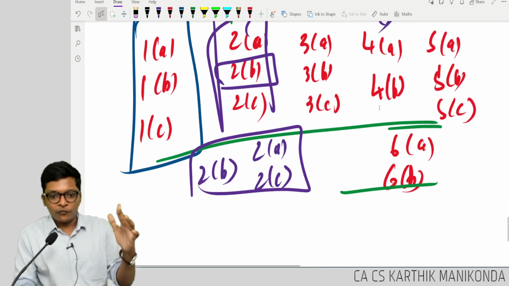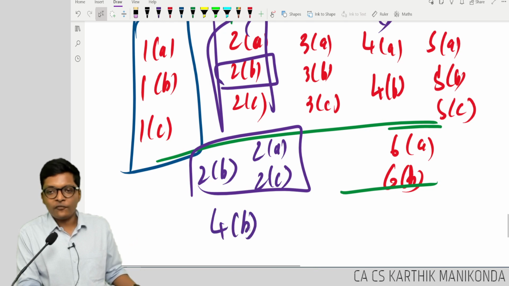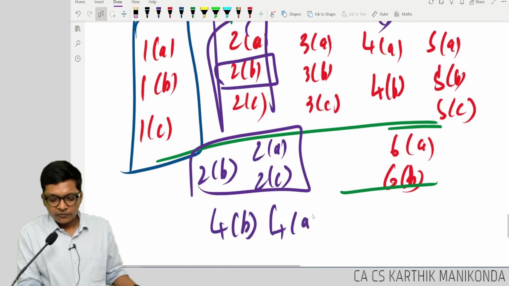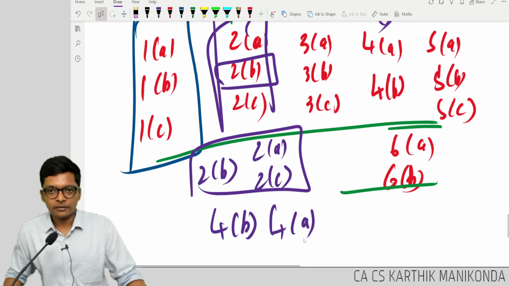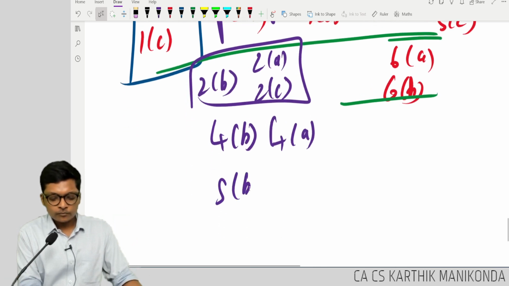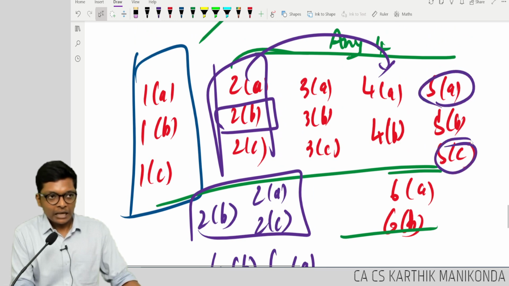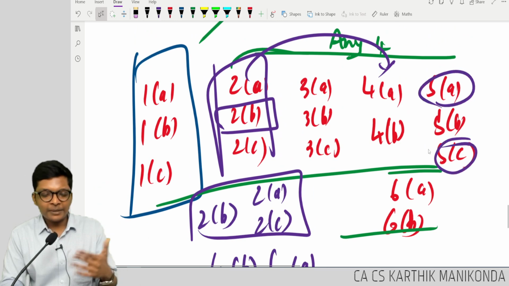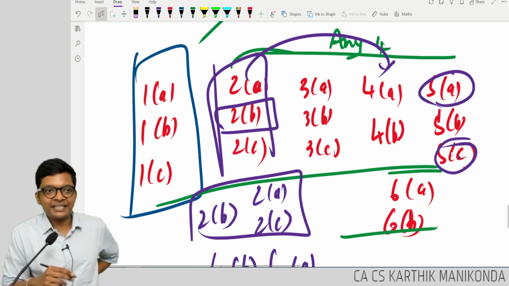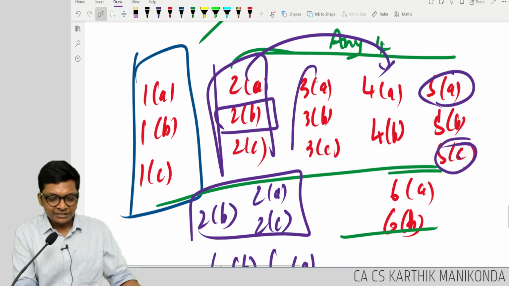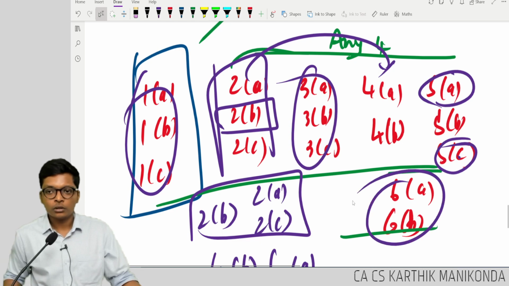In 4, I can do 4A, or I am writing 4B first, then I am writing 4A. Next, I am going to 5. In 5, I wrote 5B. What is the next question I will write? 5C? I didn't know both, but I wrote 5B because I knew one. 5A and 5C, I am struggling. But I know other questions. 3 I know, 1 I know, 6 I know. What to do?